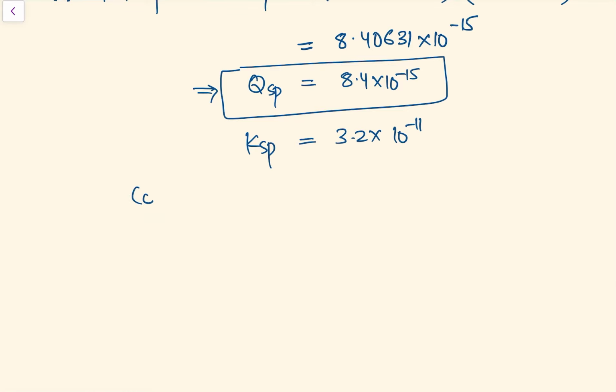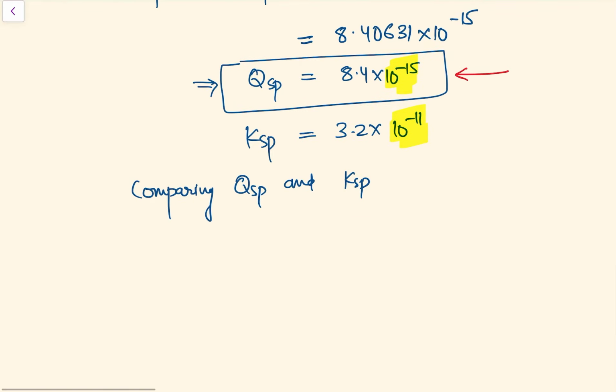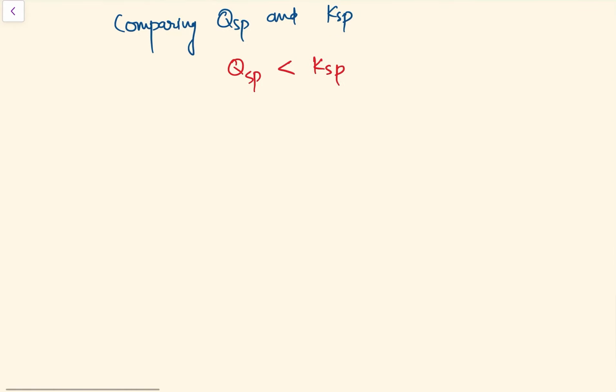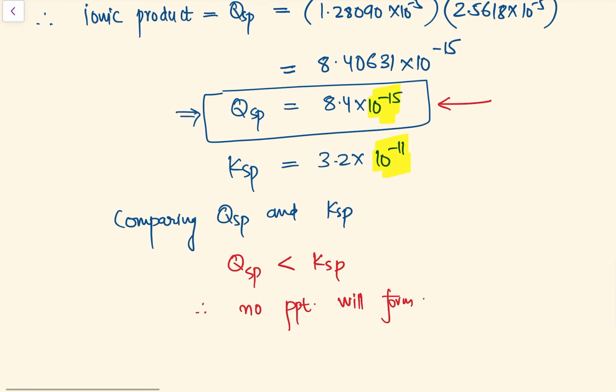Now comparing QSP and KSP, what do you think? If you look at the order of magnitude, this number is quite smaller. QSP is smaller than KSP. Therefore, no precipitate will form. No precipitate will form. Yep, so it was a pretty easy problem.